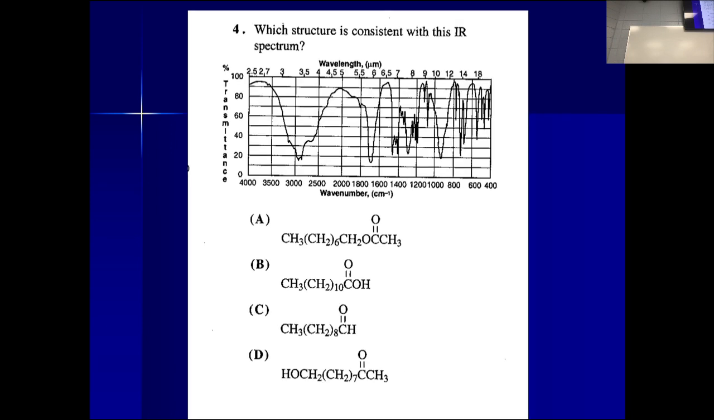All right, last one. Which of these structures is consistent with this IR spectrum? Take about 5 minutes. 1,100 would be in the fingerprint region, so we're going to ignore that. If that's hard, you can't really tell the number of carbons or anything like that. It's hard.